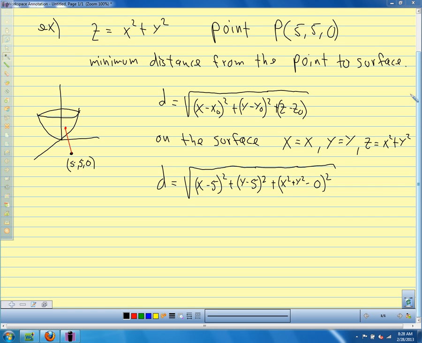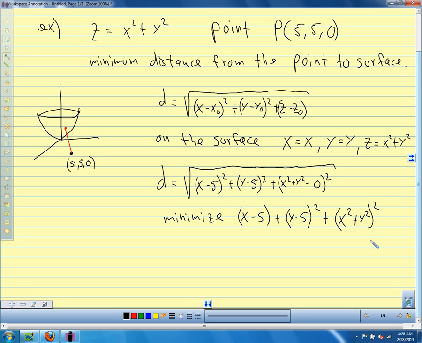And we want to minimize this. So we've done these problems like this several times. What are we going to do to simplify our work? Essentially minimize d squared, right? Just minimize what's under the radical. So we're going to minimize this radicand: (x minus 5) squared plus (y minus 5) squared plus (x squared plus y squared) squared. Got the sign right this time.